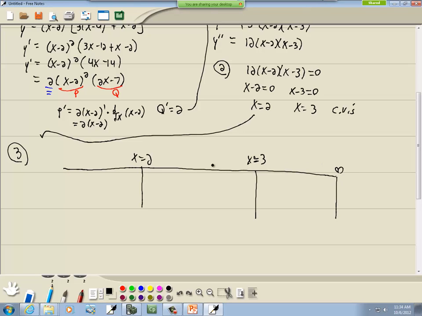Clear over here is positive infinity. Clear over here is negative infinity. I will pick test cases. I will pick an x value between negative infinity and 2, like 0. I want to pick one between 2 and 3, like 2.5, which is 5 halves. And I want to pick one between 3 and infinity, like 4.